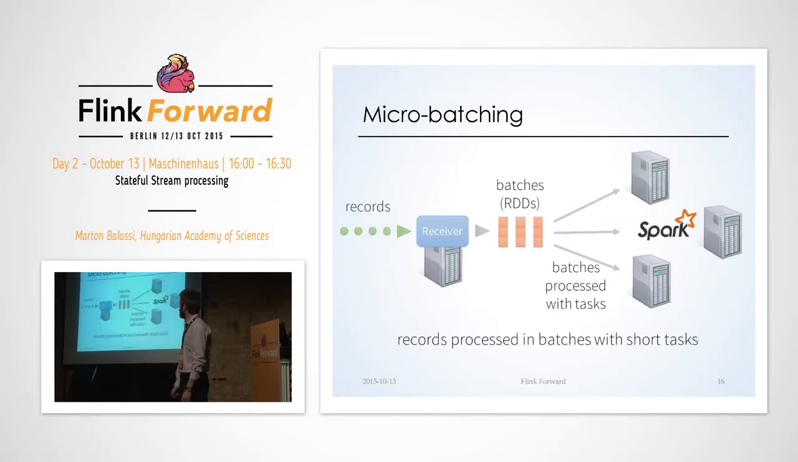Okay, and we also have micro-batching, and Spark implements micro-batching. That basically means we take the records that come in the stream, the infinite stream, and we divide it into really small batches, and we do batch processing on them. A lot of small batch processing.